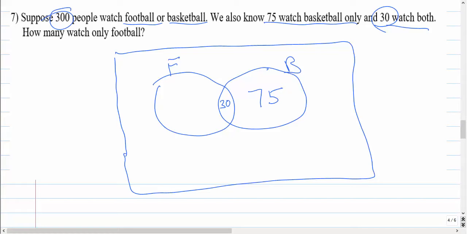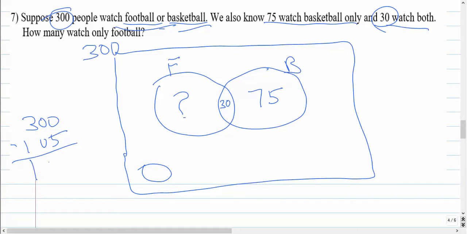300 people are watching football or basketball. So this is my universe, 300. They watch football or basketball, so we know there's nobody out here because they're doing one or the other. When we add up all our numbers, notice we only have one region that's not accounted for. So if we take 300 and subtract from it 30 plus 75, which is 105, we get 195. So the answer to this problem is 195. There's 195 people that only watch football. Again, I used a Venn diagram to count my way through this problem.